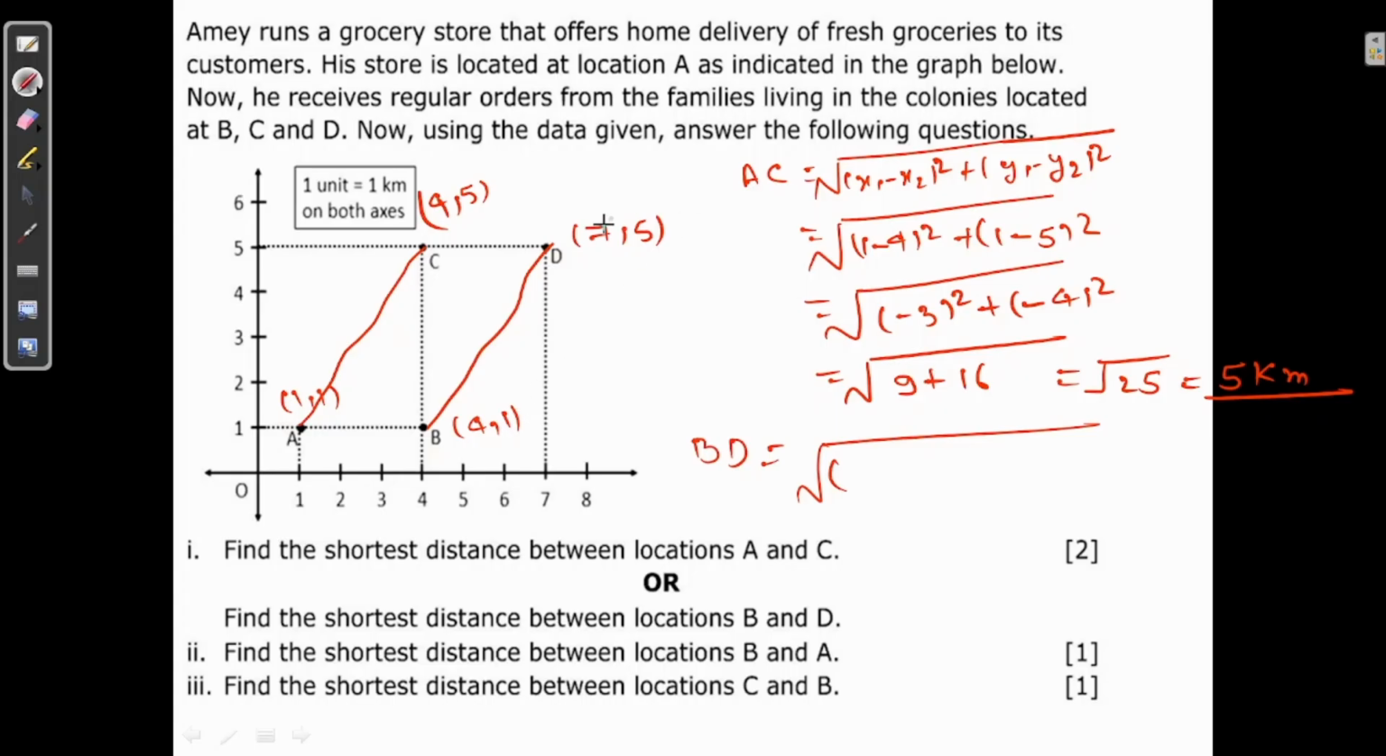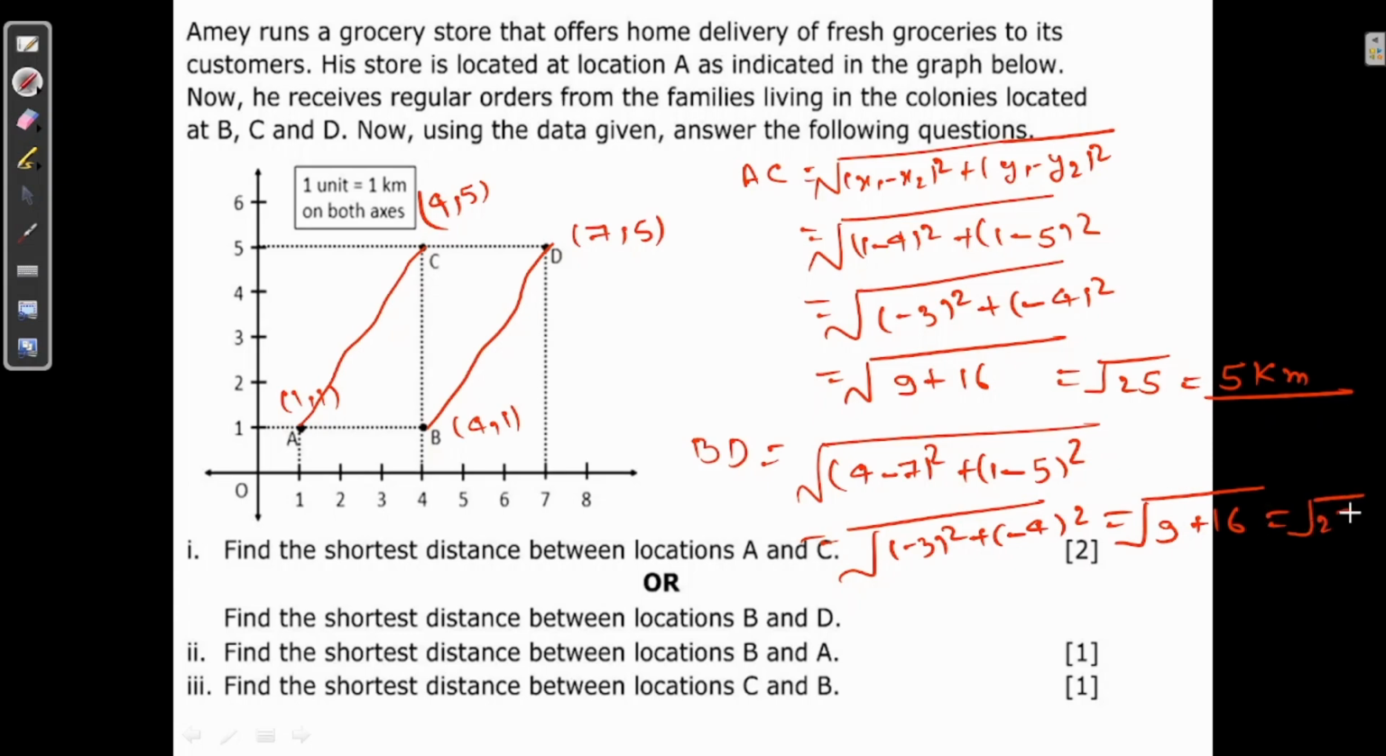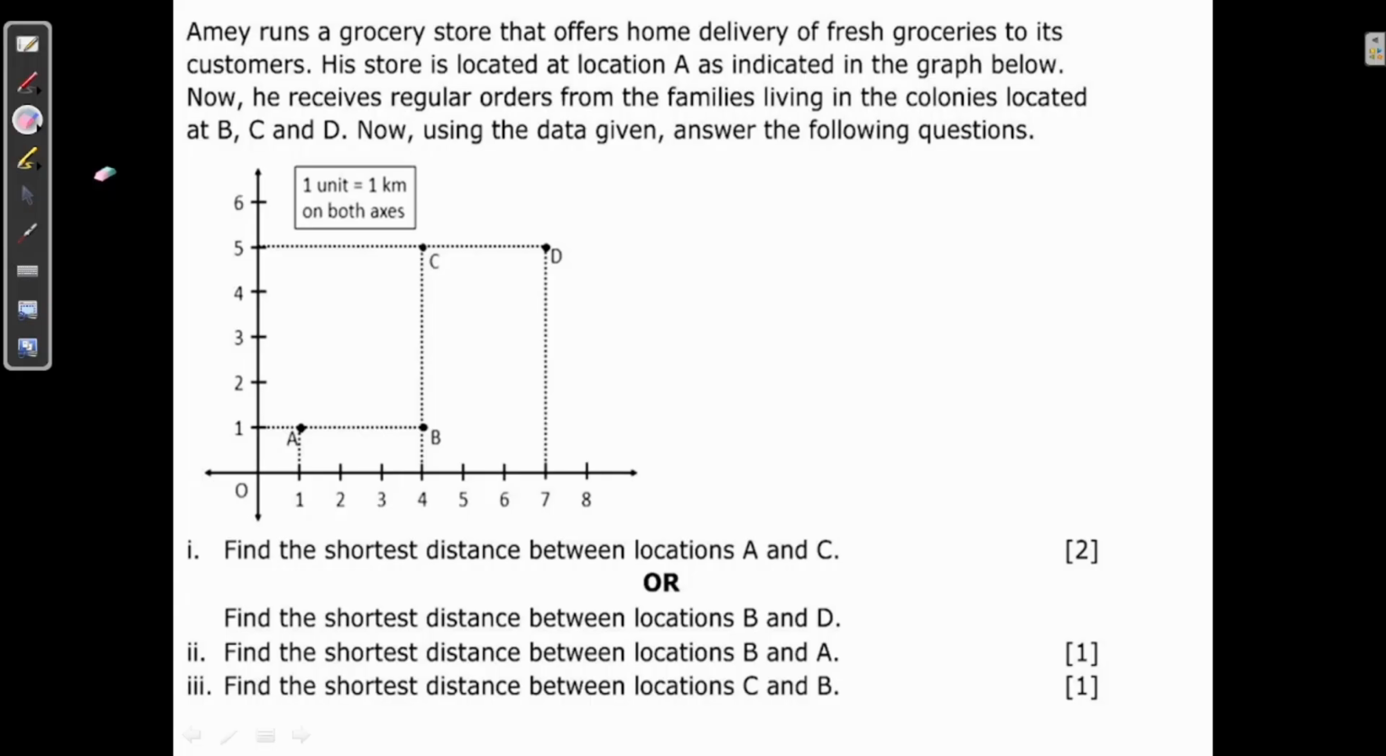Let us say this is (x1, y1). This is (x2, y2). x1 is 4. x2 is 7. y1 is 1. y2 is 5. Okay. So what is 4 minus 7? It is minus 3. What is 1 minus 5? It is minus 4. Minus 3 squared is 9. Minus 4 squared is 16. It will be root of 25. We will get 5 kilometers as our answer. Okay. So now we have scored 2 marks. If this problem is in the exam, we have scored 2 marks directly.